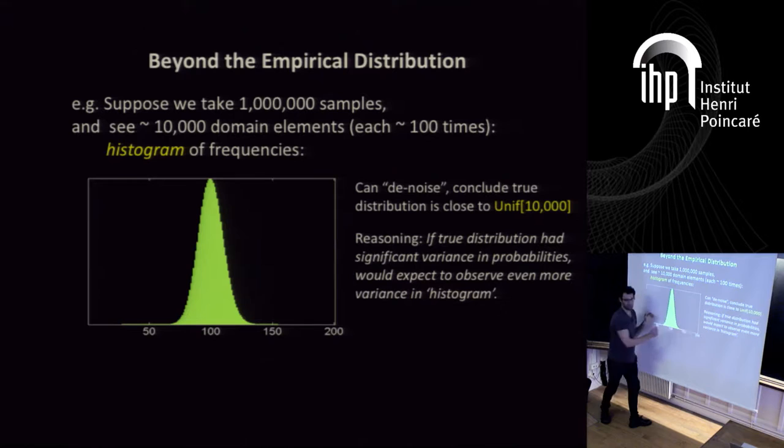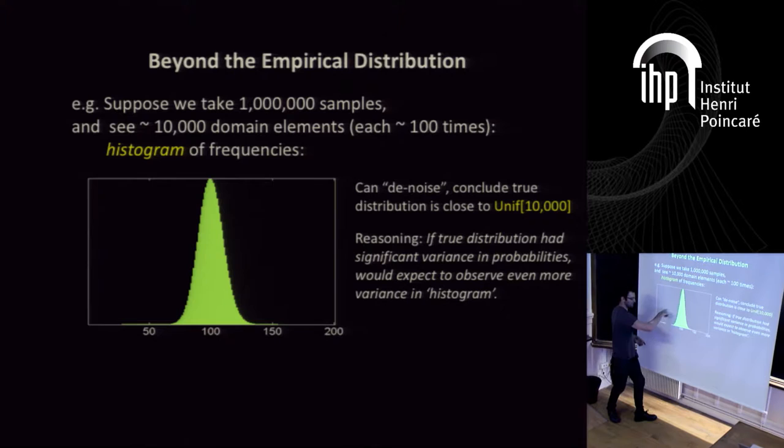So in particular, if the true distribution had this much variance in the frequencies, you had some guys whose true probability were 120 divided by a million, and some guys whose true probability were only 80 over a million, and you were to take a million samples, you wouldn't see something like this. You would see something that's even wider, okay? So I claim, at least in this case, we can robustly conclude that the true distribution is very close to uniform over 10,000.